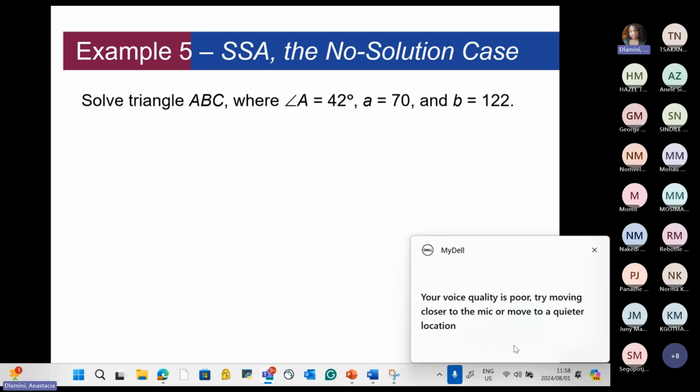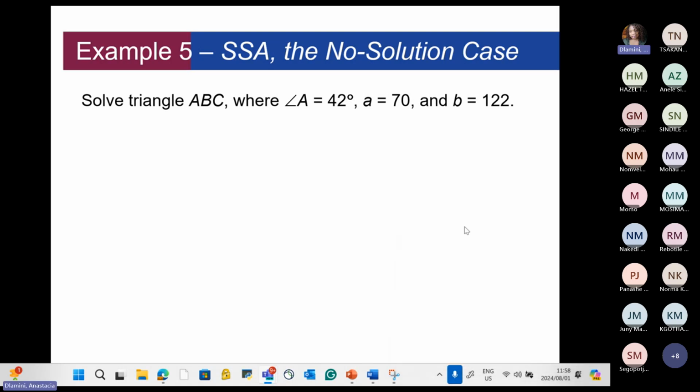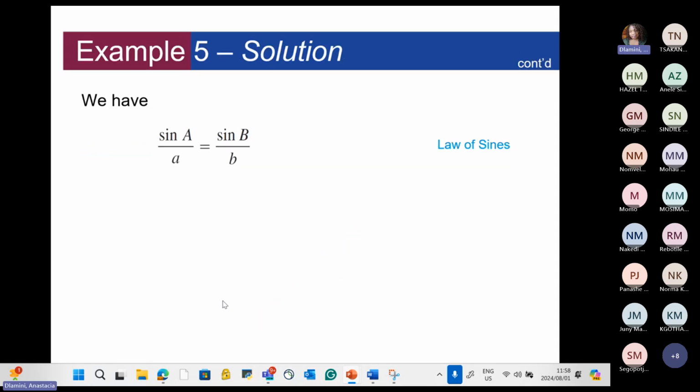So let's go back. It means there was no solution. Actually, you were supposed to see it from here. Let me show you something. You were supposed to come here and say, okay, I calculated, and then you calculate, and then you get 1.17.